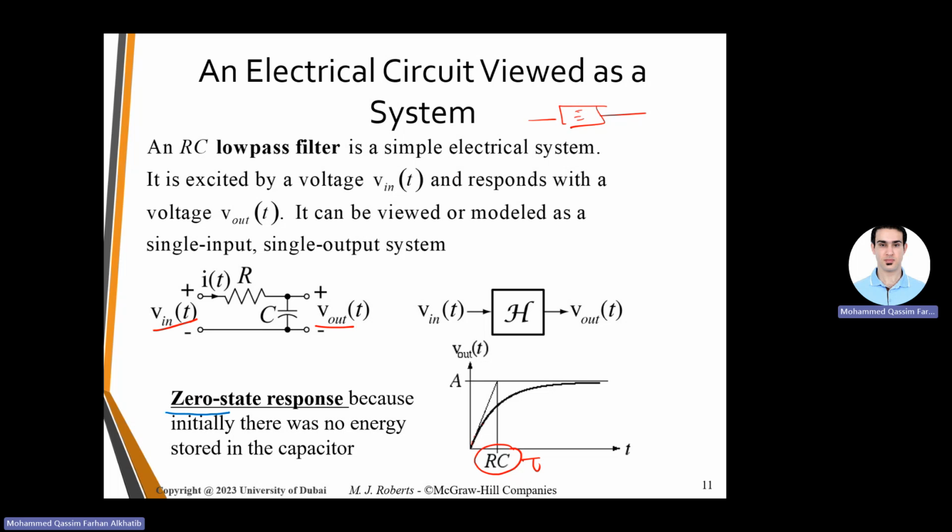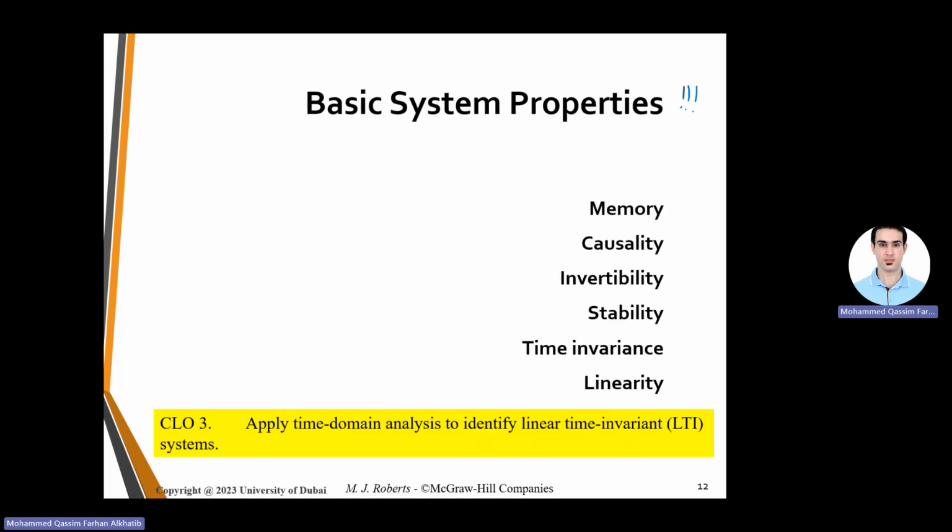All right, now let's go into the important part of this course. These properties are very easy to understand, like memory. From the name, memory, it relies on past values. If the system relies on past values, then the system has memory. If it does not rely on past values, we call it memoryless. So it has no memory, memoryless.